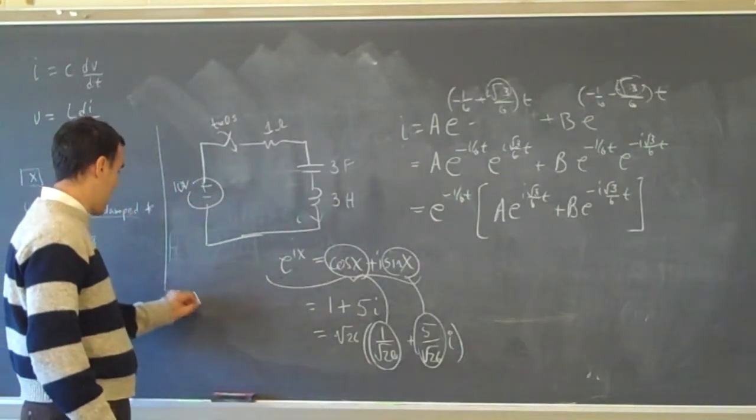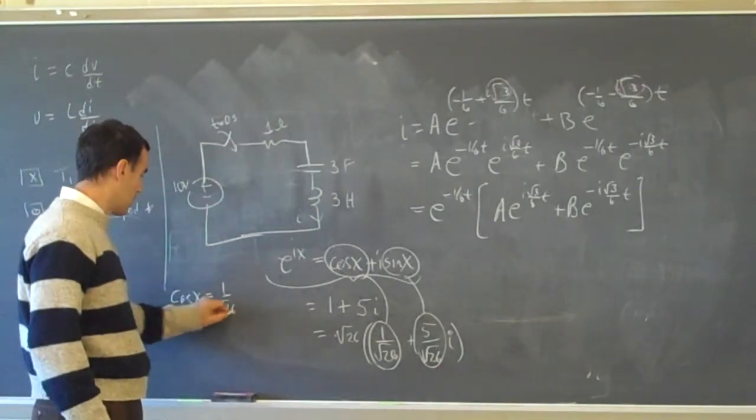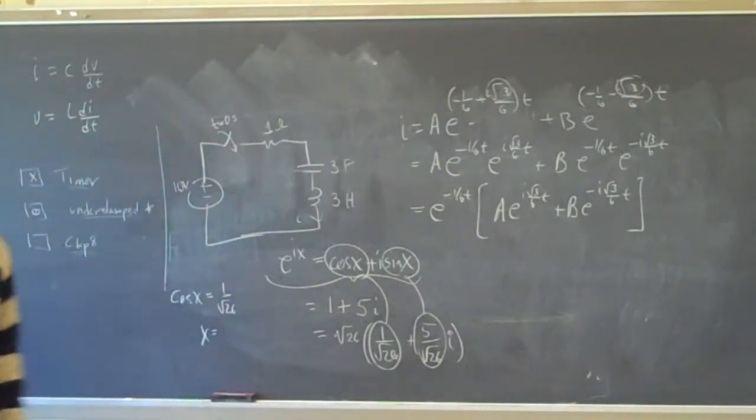So cosine x equals 1 over the square root of 26. Can someone solve that for x? Tell me what you get.